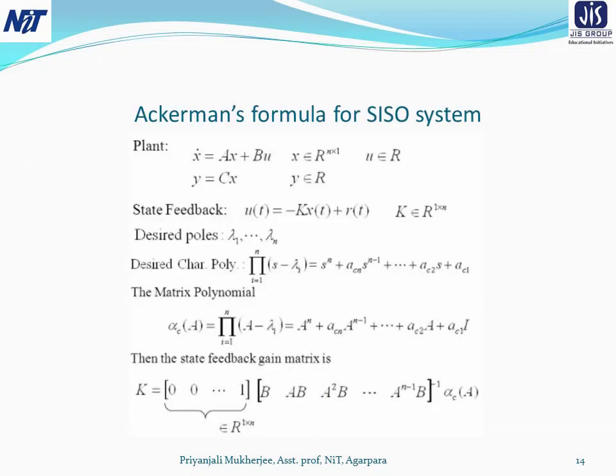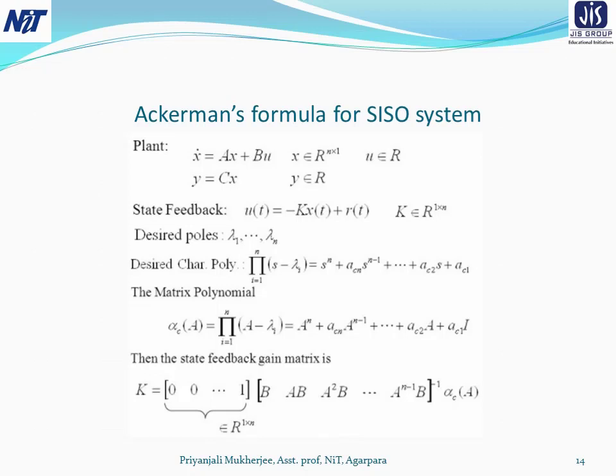Next is Ackermann's formula for the single input, single output system. Consider the plant system represented by x dot equals Ax plus Bu and y equals Cx. Then the required state feedback is u of t equals minus K x of t plus r of t, and the desired pole locations are the eigenvalues represented by lambda 1, lambda 2, up to lambda n. Using Ackermann's formula, we can find the state feedback gain matrix.